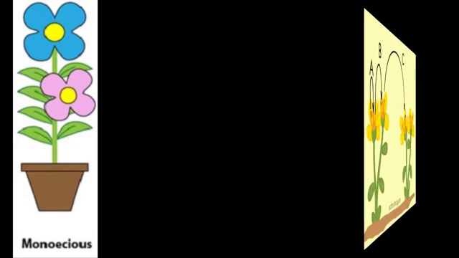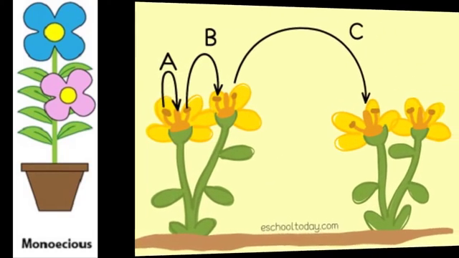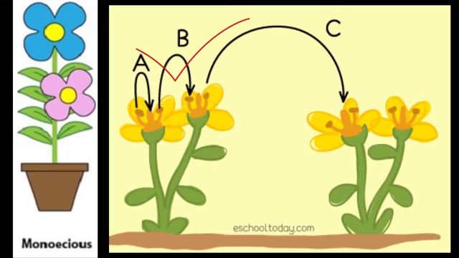Cucumbers are naturally monoecious. Monoecious plants have separate male and female flowers on the same plant. Since they are monoecious plants, they can self-pollinate using pollen from the same plant. However, cucumbers can also be cross-pollinated using pollen from another plant of the same species.